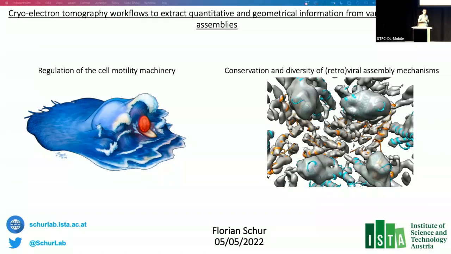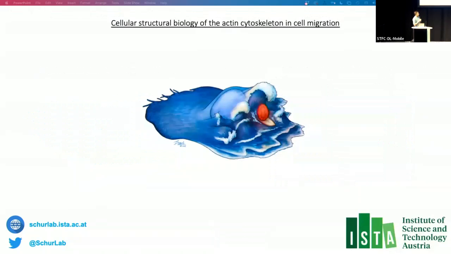Because for many things that we want to do, like Julia also already emphasized, there's unfortunately not one straight pipeline to do this, but you always have to think for each sample how you go about it. And since there's not unlimited time, I decided to talk today about our cell biological topic, which is the cellular structure biology of the actin cytoskeleton in cell migration. I can't spare you biological detail, unfortunately, but I will try to keep it brief and simple.